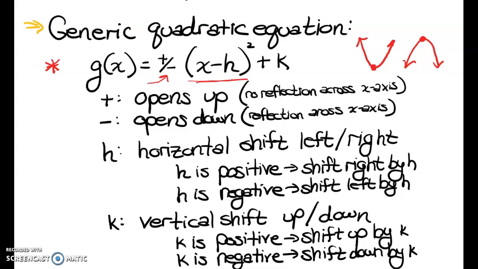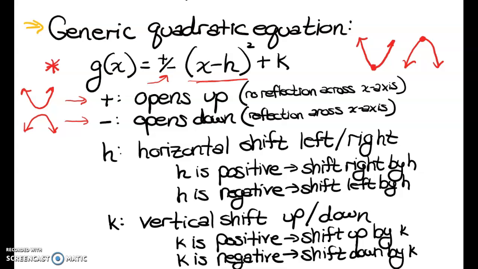Its sign, either positive or negative, determines the direction. If it's positive, it's going to open up and look like this. If the sign in front of the squared term is negative, it is going to be facing down like this. Okay, that's called a reflection. The graph is being mirrored or reflected across the x-axis if it faces down. If it faces up, it's considered no reflection whatsoever.